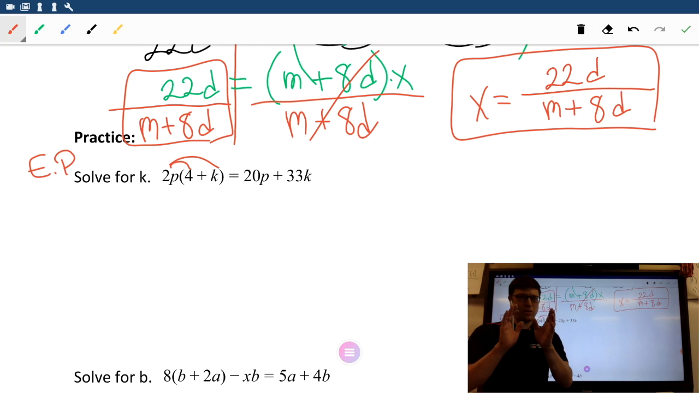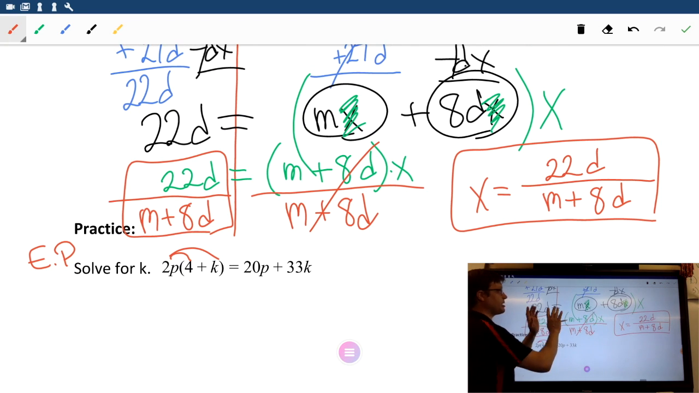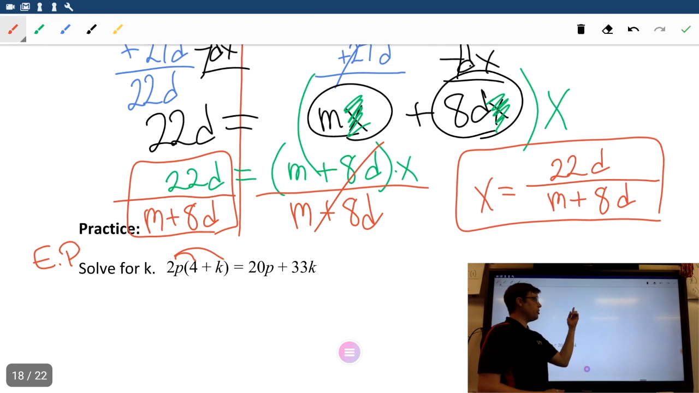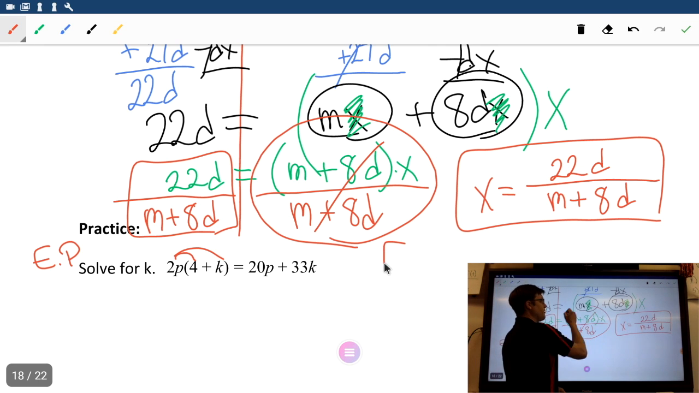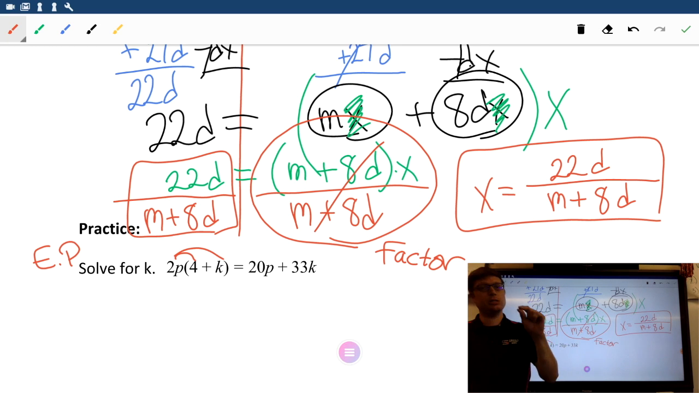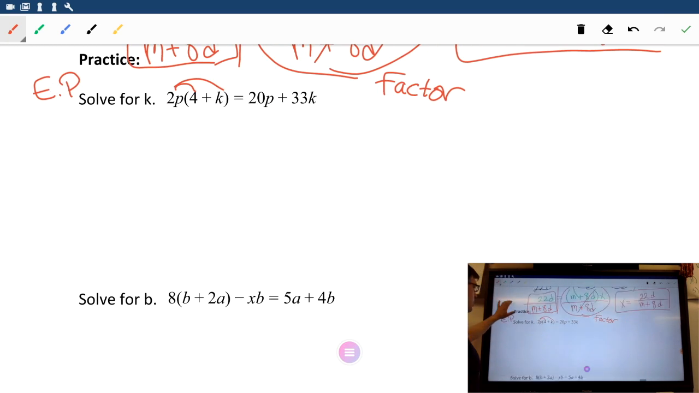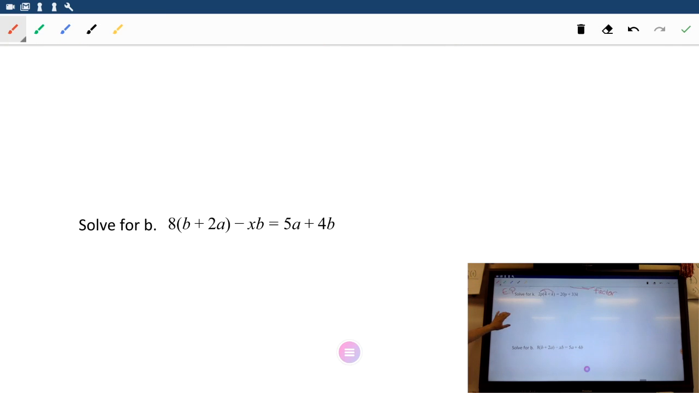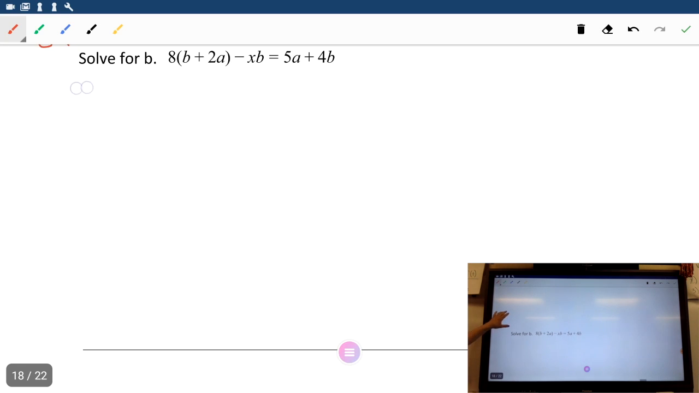Remember, distribute should be your first step. And at some point along the way, you need to get x's to one side of the equation, everything else to the other side, so that you can do the factor step. Don't forget that you need to do that. You need to do that factor at some point, okay? Solve for k, solve for b, extra practice.